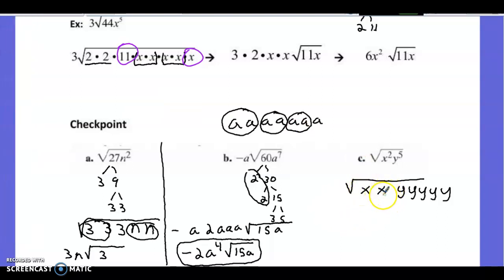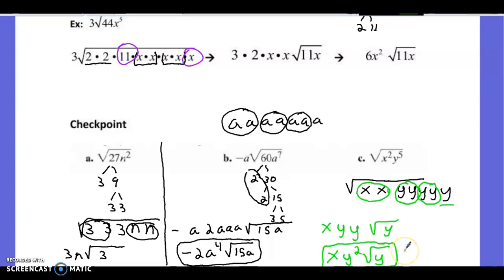So we're looking for our pairs that can come out of the radical. So I have an x that comes out. I have a y here because there's 2 y's, so that's 1 y that comes out. I have another pair of y's, so that comes out. And then what's left over is just the 1 y. So we can rewrite this as x and then y squared square root y as my final simplified version of that radical.